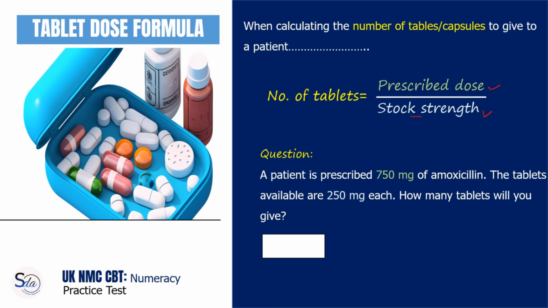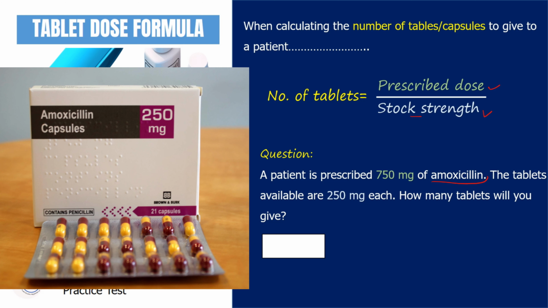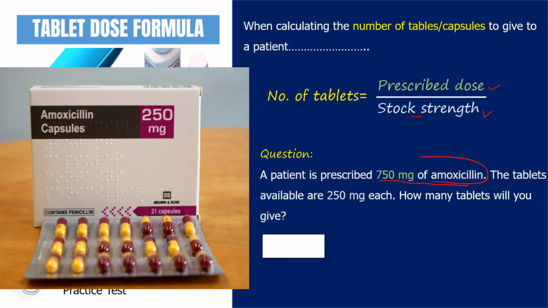So let's say you pick a box of amoxicillin. As you can see here, a patient is prescribed 750 milligram of amoxicillin. Amoxicillin happens to be an antibiotic. It comes under the penicillin group. So if you have a patient on this medication, then it's being given because the patient has got an infection or whatsoever. You could see that this is the dosage the doctor wants us to give. So that will be the prescribed dose. And mostly you see the word prescribed to tell you that happens to be the number of tablets or amount of medication the doctor wants you to give.